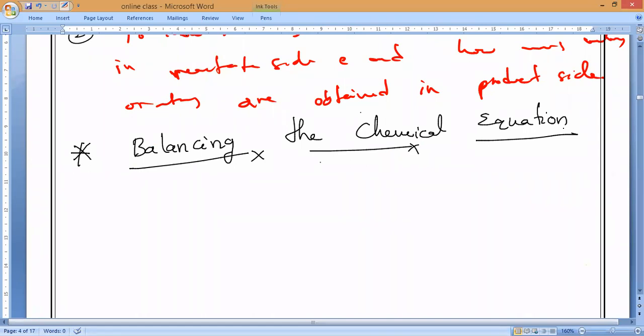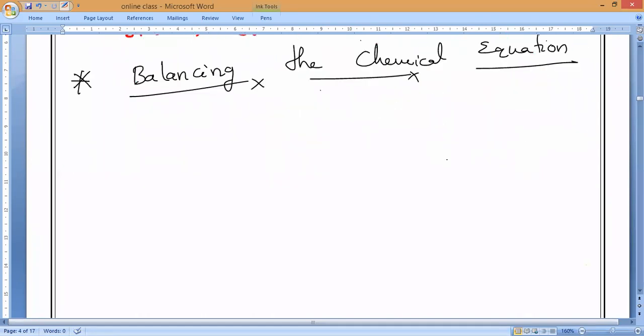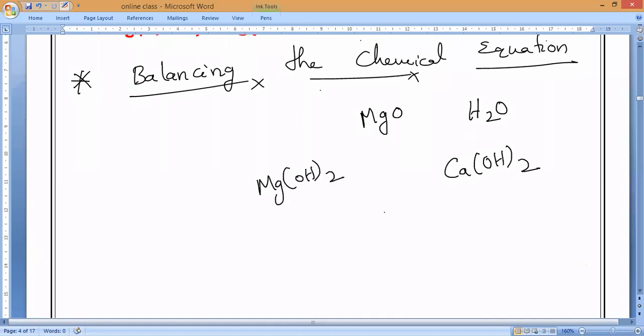Now, before going to balancing chemical equations, I want to tell you some prerequisites that all of you should remember. For example, take magnesium oxide, MgO; H2O, water; calcium hydroxide, Ca(OH)2; magnesium hydroxide, Mg(OH)2; iron sulfate, FeSO4. Whenever we are balancing, we are not supposed to change the subscripts or anything present here.